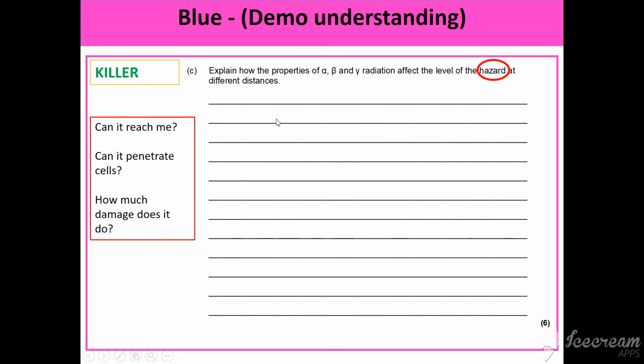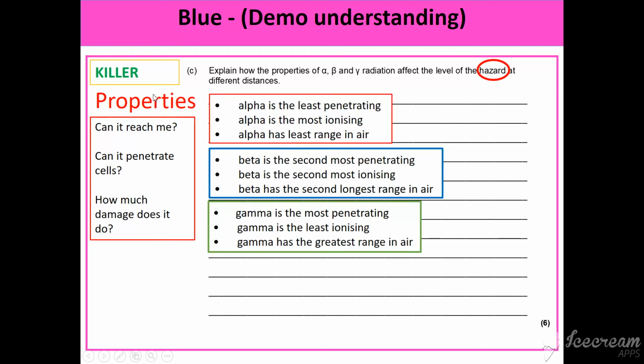So the first thing we're going to do is talk about alpha, beta, and gamma. We're going to try and answer these things to start with. So properties. Alpha is the least penetrating, it's the most ionizing, has the least range in air. Beta is the second most penetrating, it's the second most ionizing, you could say medium or moderate instead of second. And beta has the second longest range in air. Beta is always intermediate, it's always in the middle between alpha and gamma. Gamma is the most penetrating, and it has the greatest range in air, but it is the least ionizing.